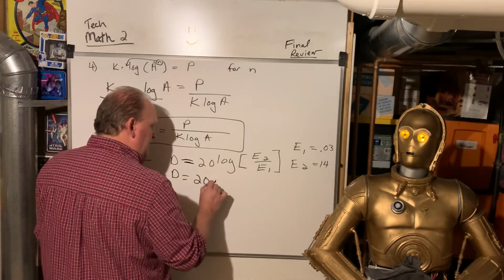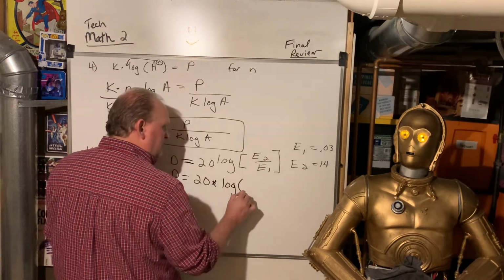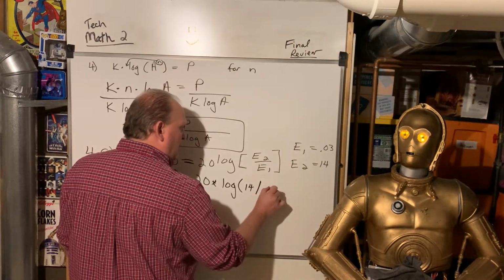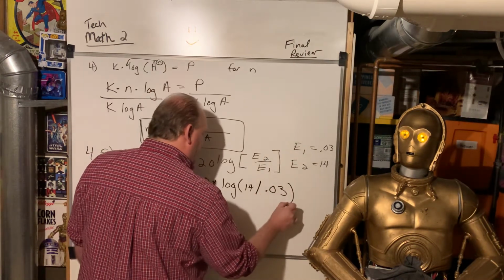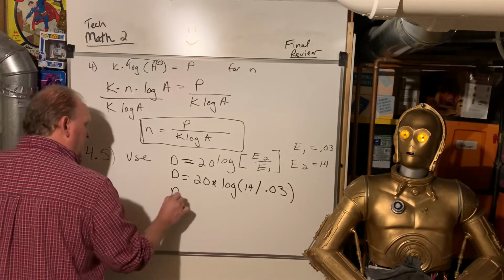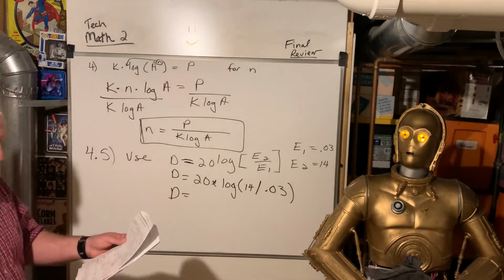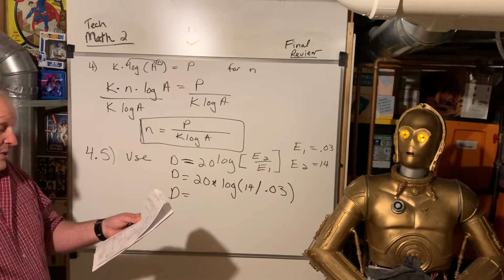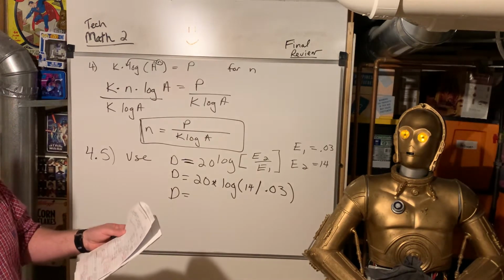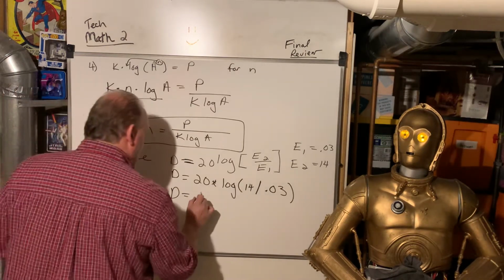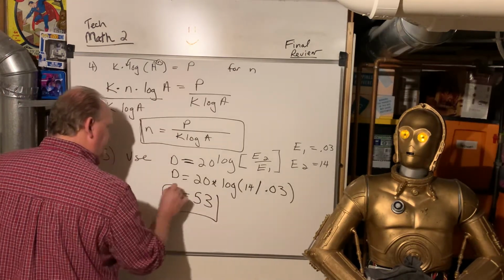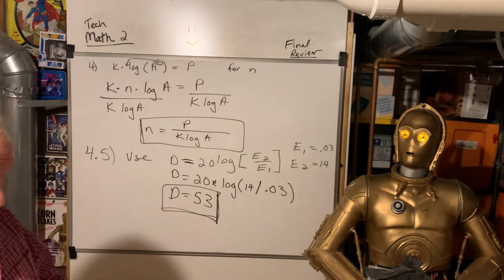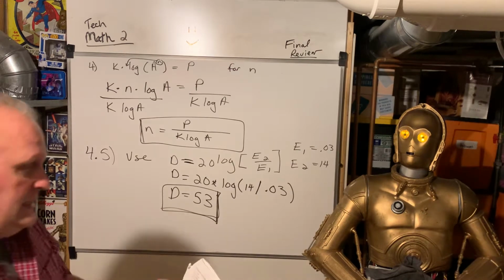So 20 times, I've just typed this into my calculator. E sub 2 is 14 divided by E sub 1, 0.03, and parenthesis, hit enter, and round to a whole number. So that comes out to be 53.38013562, and that's just 53, whole number. All right. Then we're on to chapter 13.